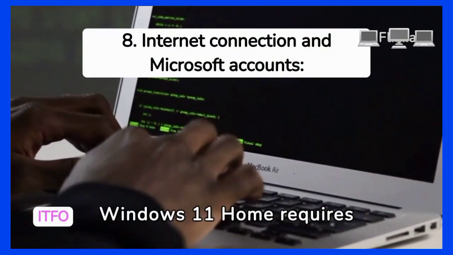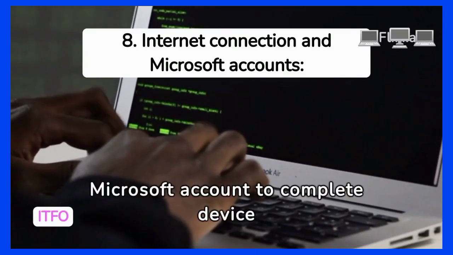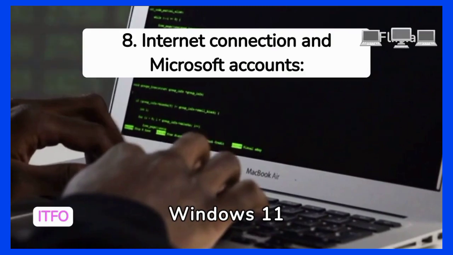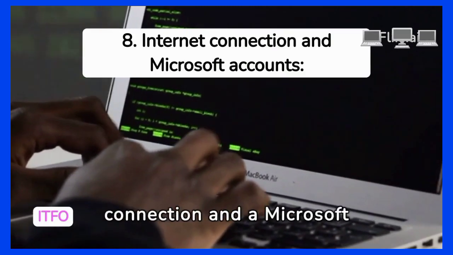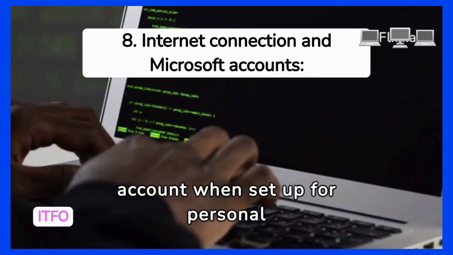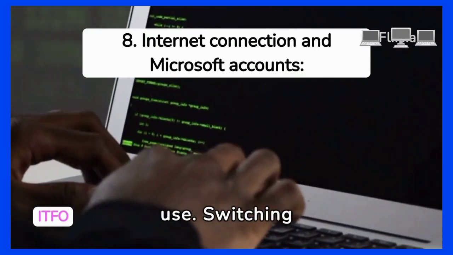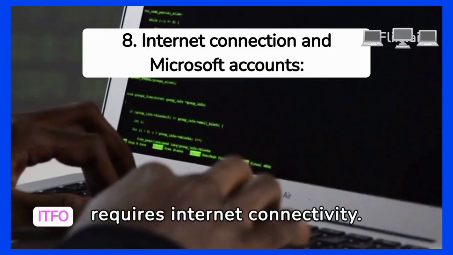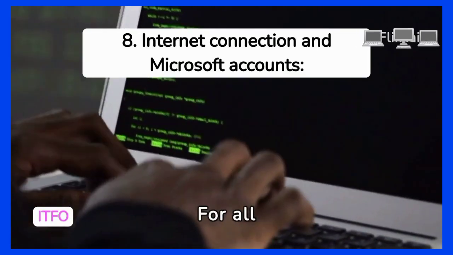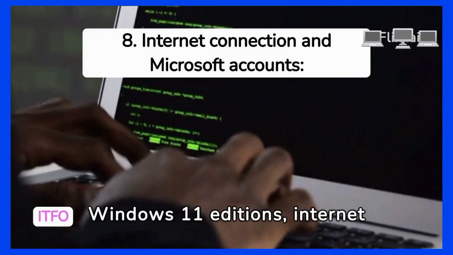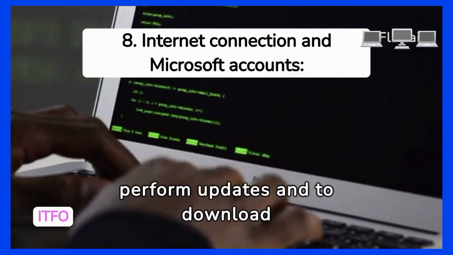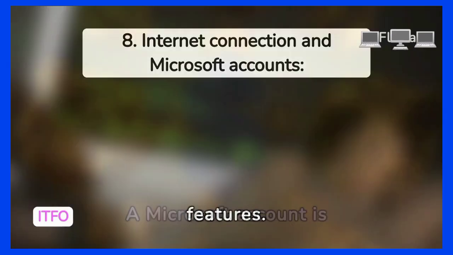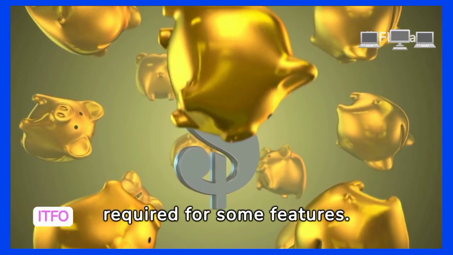Windows 11 Home requires internet connectivity and a Microsoft account to complete device setup on first use. Windows 11 Pro requires an internet connection and a Microsoft account when set up for personal use. Switching a device out of Windows 11 Home in S mode also requires internet connectivity. For all Windows 11 editions, internet access is required to perform updates and to download and take advantage of some features. A Microsoft account is required for some features.